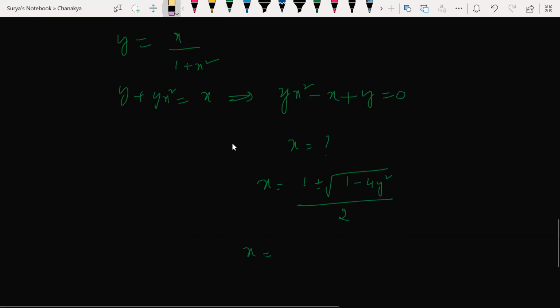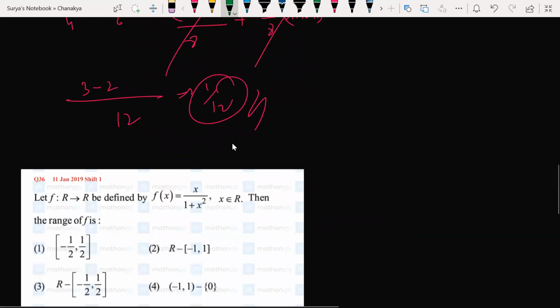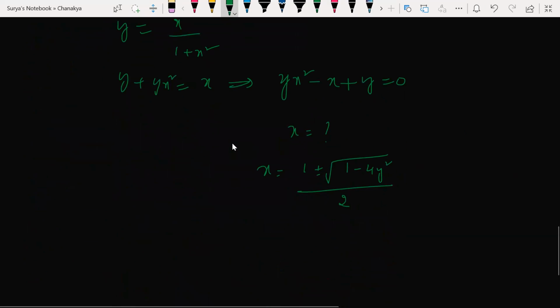Now if you observe this, what I need to find out is the range. The range of the function is nothing but, look at the thing inside the square root: 1 minus 4y square should be greater than or equal to 0. If it is greater than or equal to 0, this can be written as 1 is greater than or equal to 4y square.